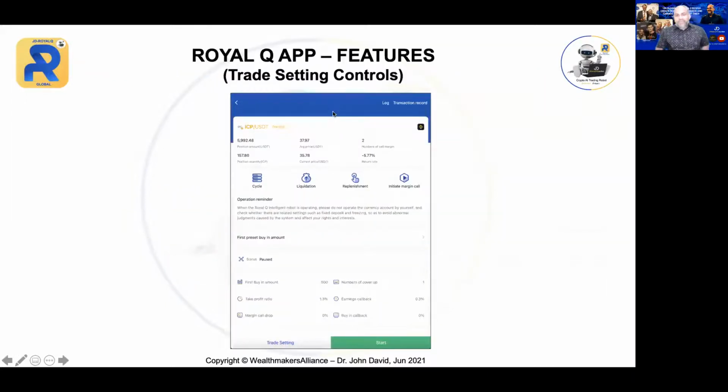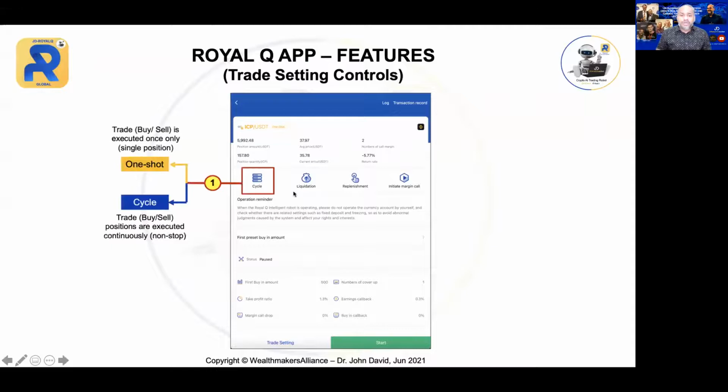All right, now, these are the trade setting controls. These are some of the features that the company have just introduced. Let me just highlight to you some of these new things. Now, if you look, all right, you will see cycle. Now, this cycle, there are two functions. If you tap the cycle, there will be also one shot. So in this button, you got one shot and cycle. So you can choose whether you want a one shot mode or cycle mode. It's up to you. Now, what is the difference?